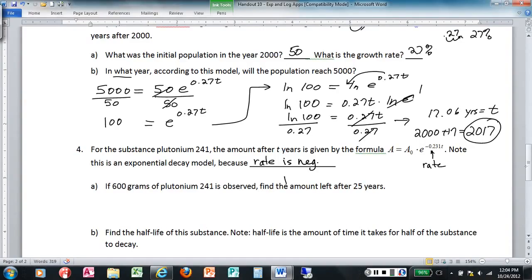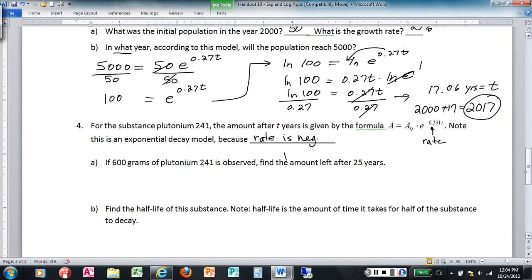Okay. So a couple questions on this. If 600 grams of plutonium-241 is observed, find the amount left after 25 years. So we want to find the amount after 25 years. Now, we're starting with 600, so where would that go in our little formula? Well, that's the amount we start with, so that's A0. So 600 goes in for A0. So that'll be times e to the negative 0.231. And in this case, we've got 25 years, so t is 25.